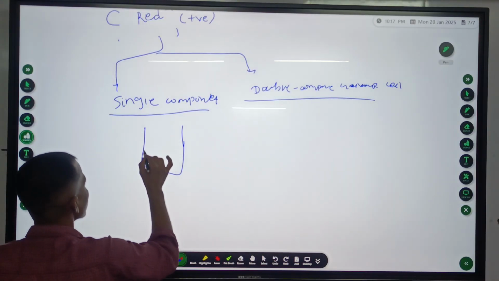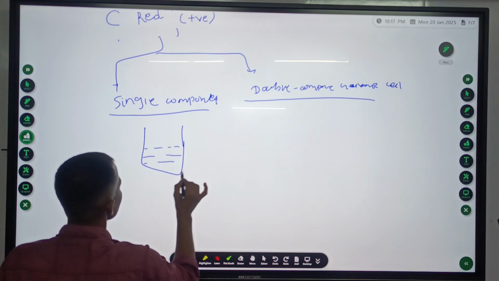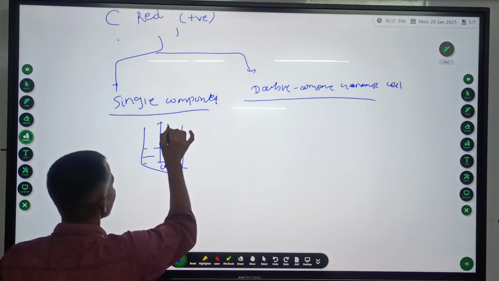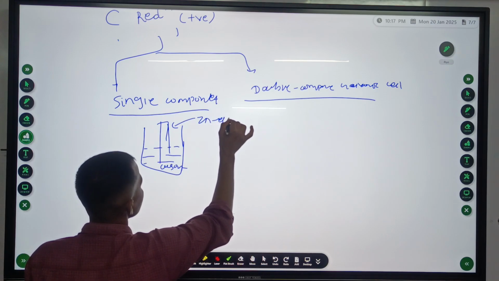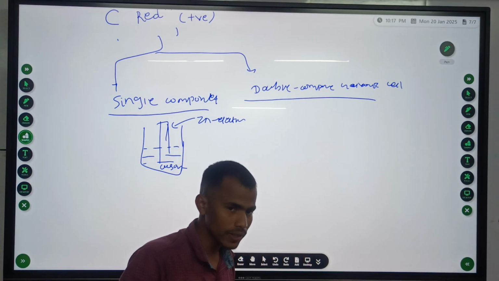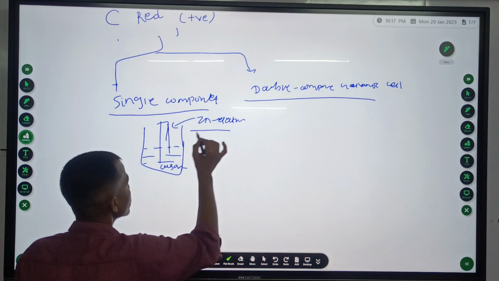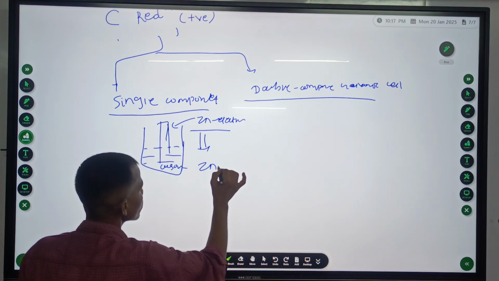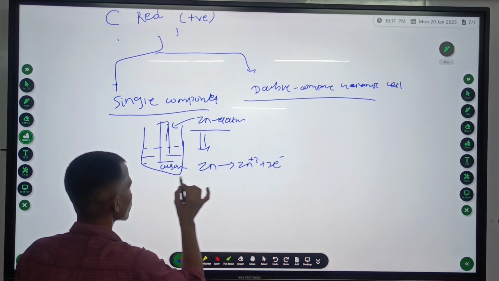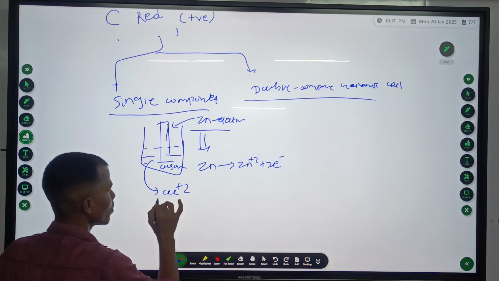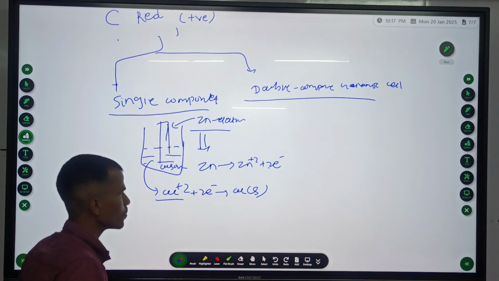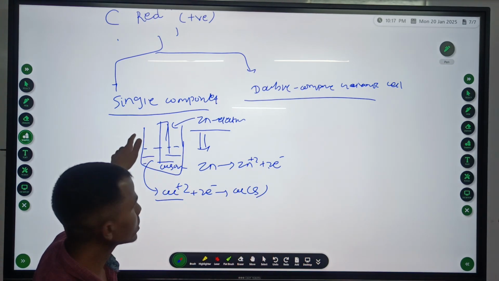For example, let's say a container contains copper sulfate as an electrolyte, and we dip a zinc electrode. We know that zinc is a more electropositive metal than copper. It is readily oxidized to convert to Zn2+ and 2 electrons. And these 2 electrons are consumed by the Cu2+. So both the redox reactions take place in a single component.